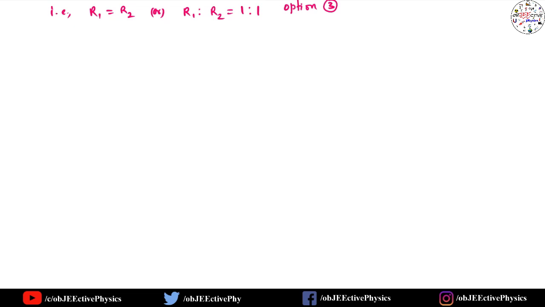Next, 24th question. The velocity of a projectile at the initial point A is 4 i cap plus 5 j cap meter per second. Its velocity in meter per second at point B is? A diagram is given in the question.